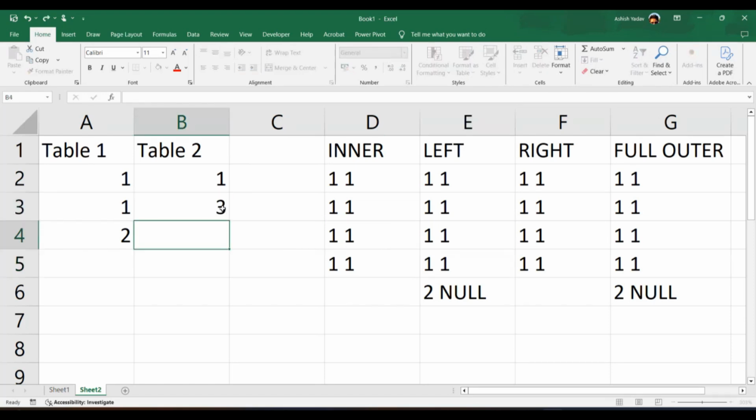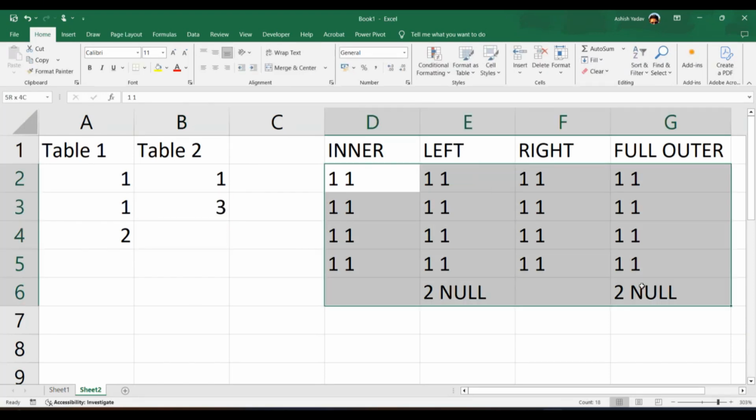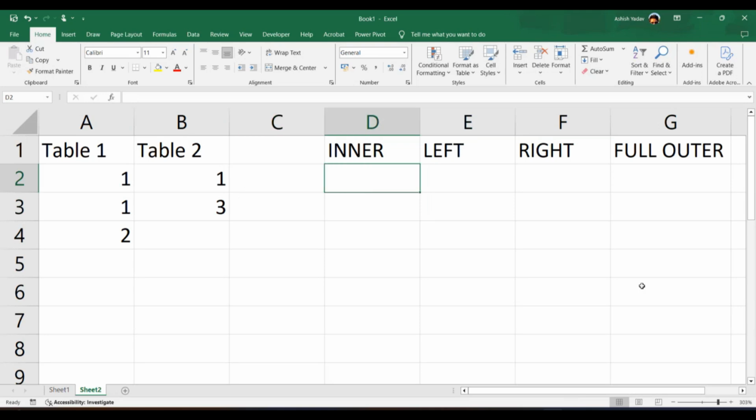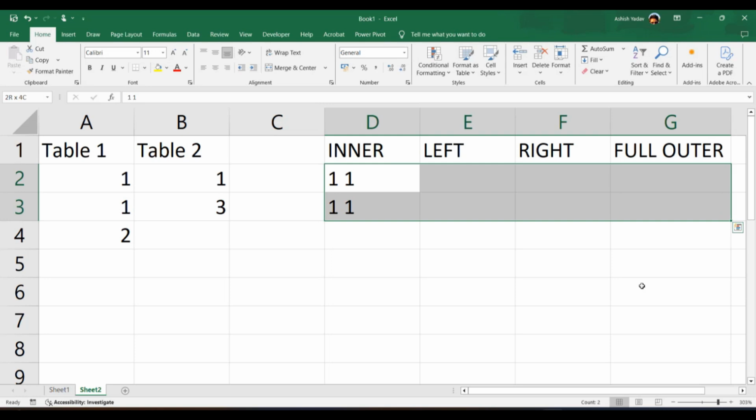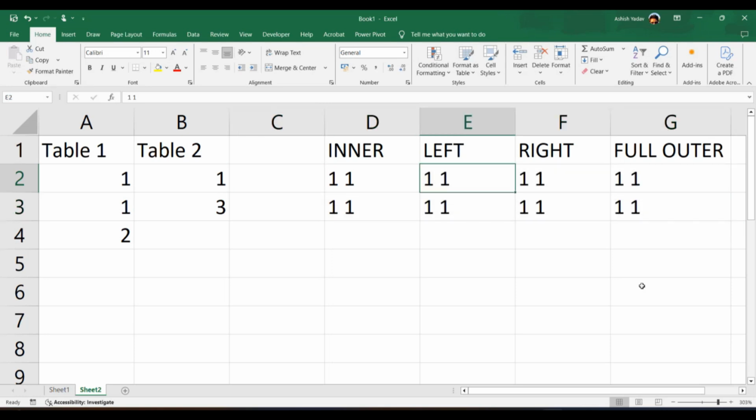Let's put this as 3. Let's see if we can do it now. Inner join: 2, correct. Left join: 3. What will be the answer? First of all, whenever you get the inner join, pass it on to anything else. Left 2 null, right? Only 2 null will be your answer.